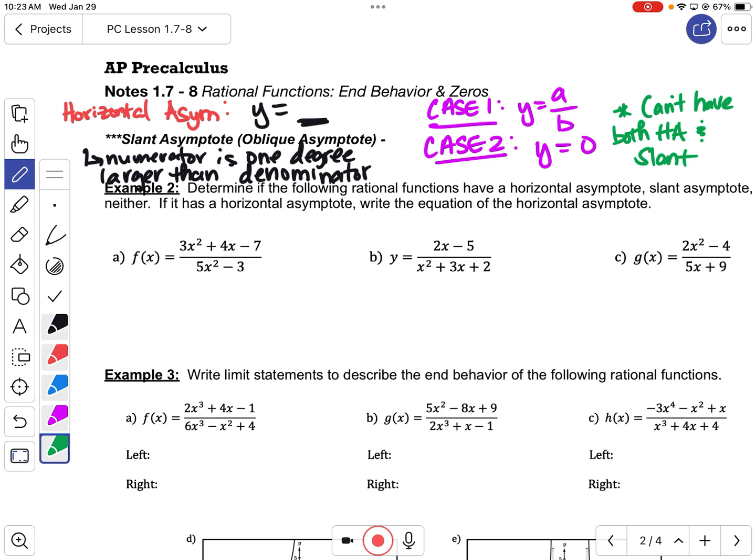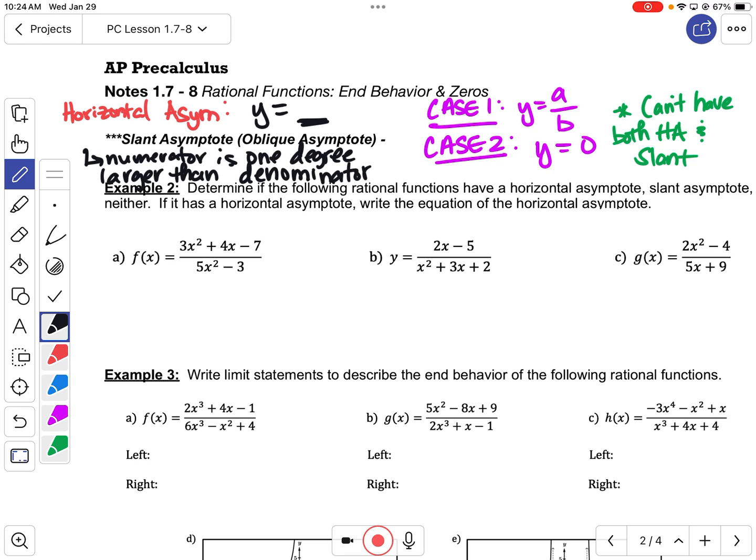So let's take a look, all right, at these examples. Let's look at the first one. So I have f of x equals 3x squared plus 4x minus 7 over 5x squared minus 3. It wants me to figure out, do I have a horizontal, slant, or neither? Okay, because those are my options. If it's a horizontal asymptote, we want to write the equation of that asymptote. Okay, so we're just trying to figure out the asymptote. So we're going to check those highest degree terms.